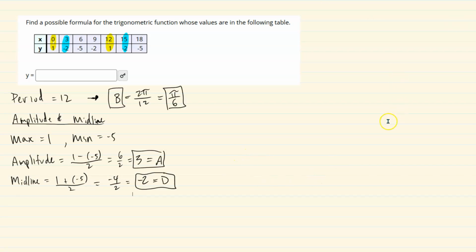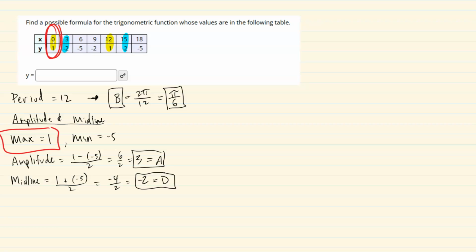Now we need to determine if we are dealing with a sine or cosine function. The sine starts at the midline, and the cosine starts at the max or min. So notice that the starting point, right there at x equals 0, is actually the highest point, the max. Max is 1 output. So that is exactly what a cosine function is.